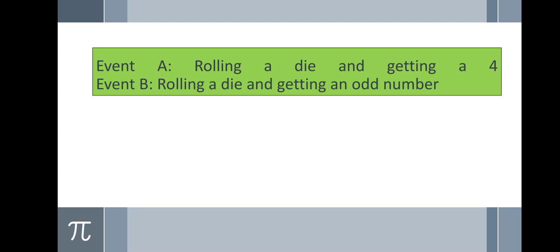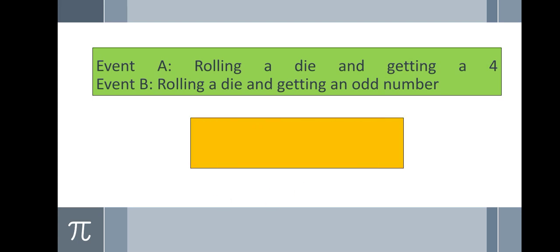Now let's determine the following if it is an example of mutually exclusive or not mutually exclusive. Given the following events: event A, rolling a die and getting a 4. Event B, rolling a die and getting an odd number. Now, what's the difference between mutually exclusive and not mutually exclusive? In mutually exclusive, the intersection is equal to the null set or empty set. In short, there is no intersection between the two events. If there is nothing common to the two events, then it is said to be mutually exclusive.